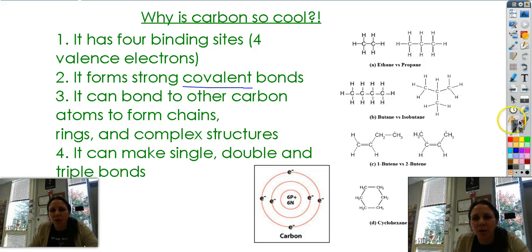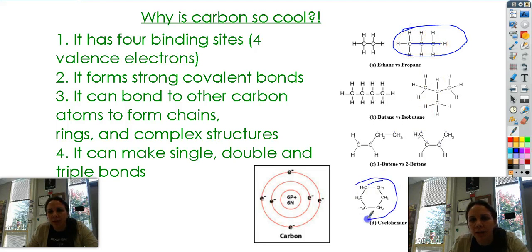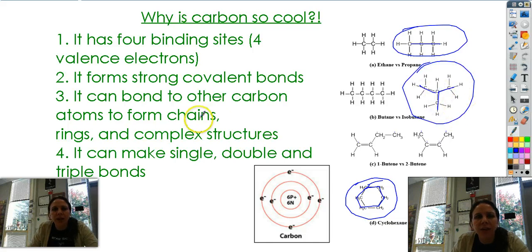Another reason why carbon is so cool is that because it's got 4 hands, it can form lots of different shapes, like chains, right here. So there's a chain of 3 carbons. It can form rings, like down here. As you can see, that's a ring of carbon. And it can even make really complex things like this with a carbon in the middle and then branched out things from there. So the fact that it can form chains, rings, and complex structures also makes it really, really cool.